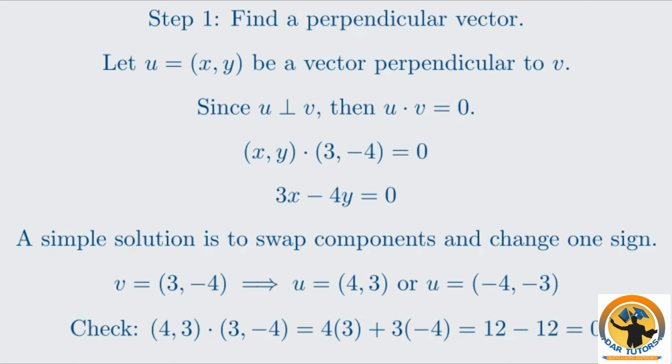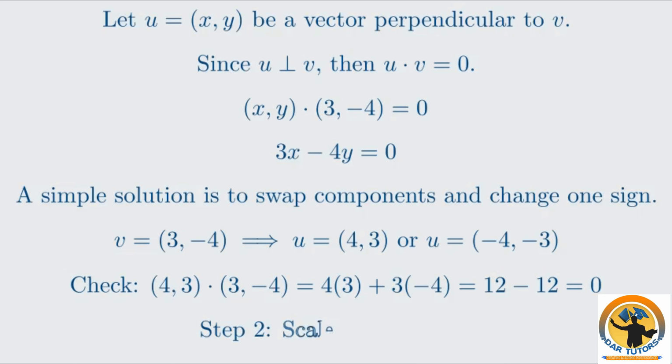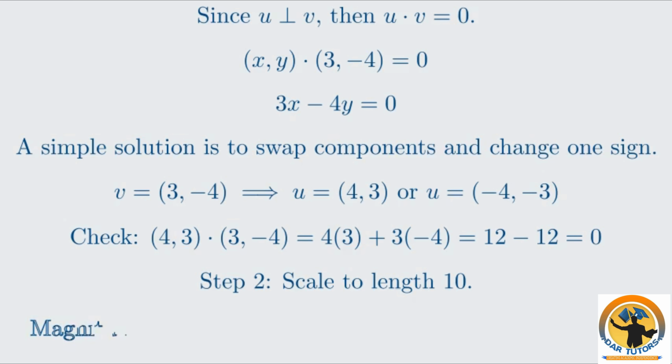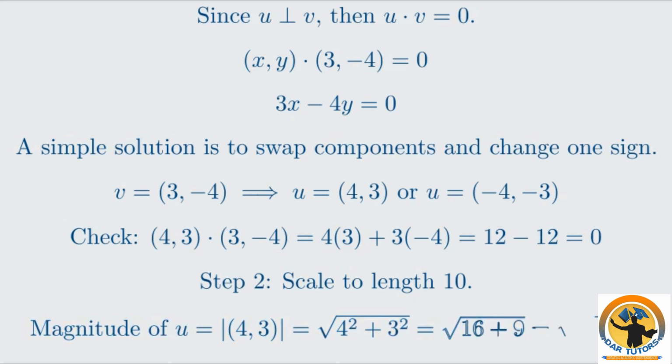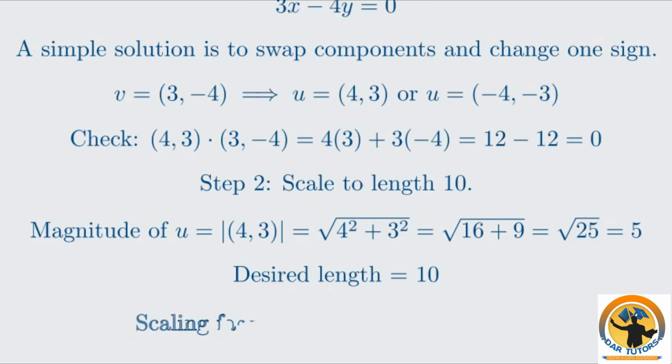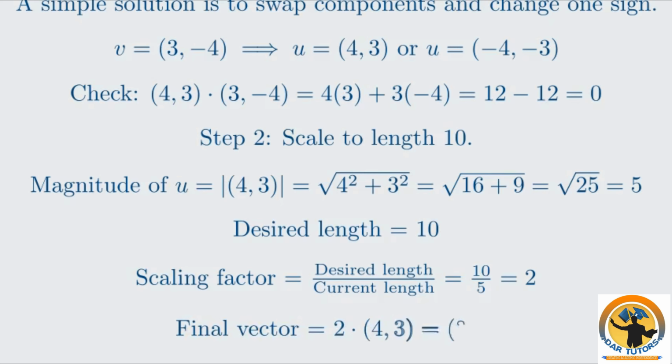Now for the second step, scaling this vector to the correct length. First, we find the magnitude of our perpendicular vector u. The magnitude of (4, 3) is the square root of 4 squared plus 3 squared, which is the square root of 25, or 5. Our vector u has a length of 5, but we need a length of 10. To scale it, we multiply it by the ratio of the desired length to its current length, which is 10 divided by 5, or 2. So our final vector is 2 times (4, 3), which is (8, 6).